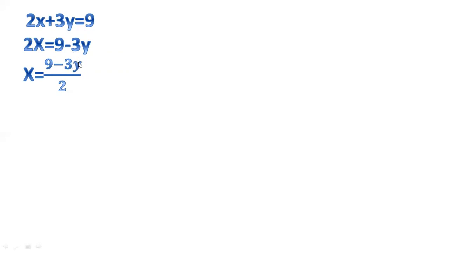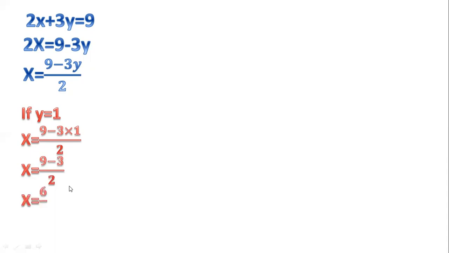If I put 0, 3 into 0 is 0. 9 minus 0 is 9, which is not completely divisible by 2. So put 1 in the place of y, that is 3 into 1, 3. 9 minus 3 is 6. 6 is divisible by 2. So if y is equal to 1, then x is equal to (9 minus 3 into 1) by 2. x is equal to (9 minus 3) by 2, so x is equal to 6 by 2. So x is equal to 3.